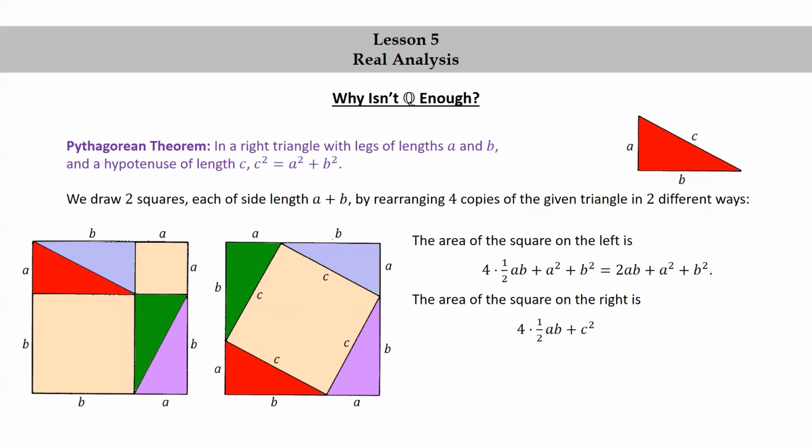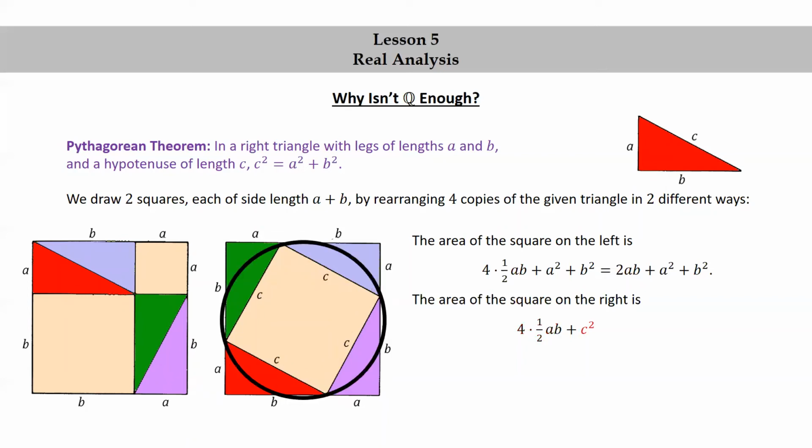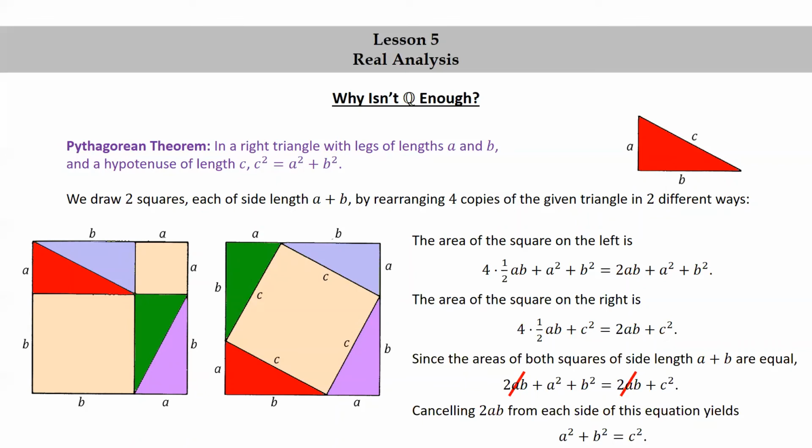The area of the square on the right is 4 times 1/2 ab plus c squared. Again, we have 4 of these triangles, each with area 1/2 ab, and then we have a square of area c squared. That simplifies to 2ab plus c squared. Since the areas of both squares of side length a plus b are equal, we have that 2ab plus a squared plus b squared equals 2ab plus c squared. Canceling 2ab from each side of this equation yields a squared plus b squared equals c squared, which is exactly what the Pythagorean theorem says.